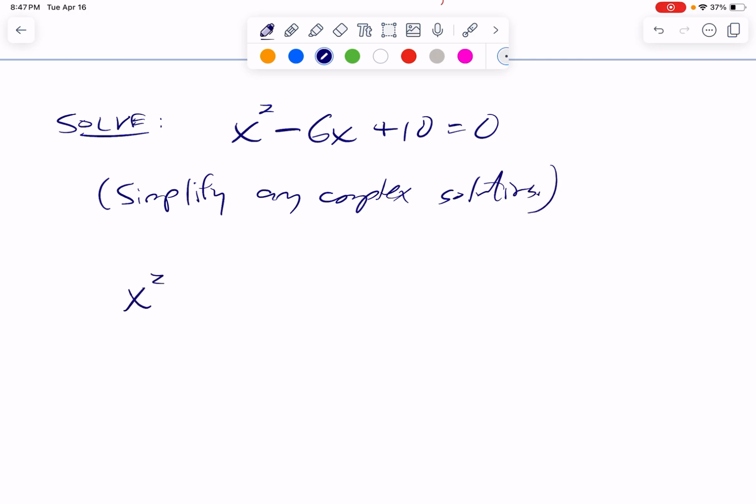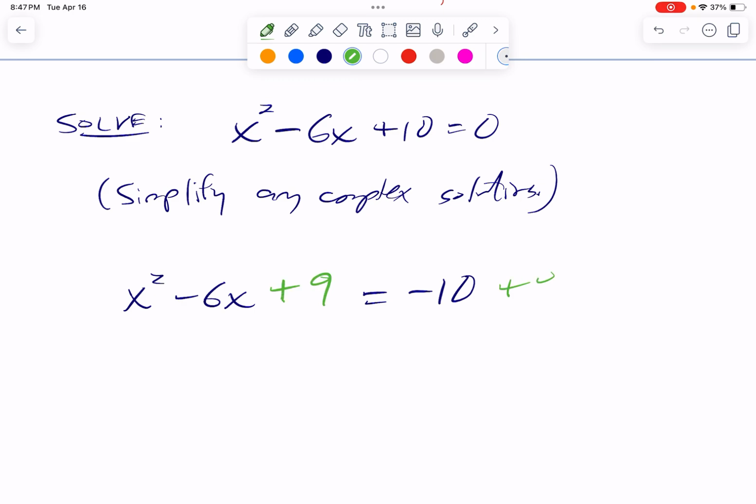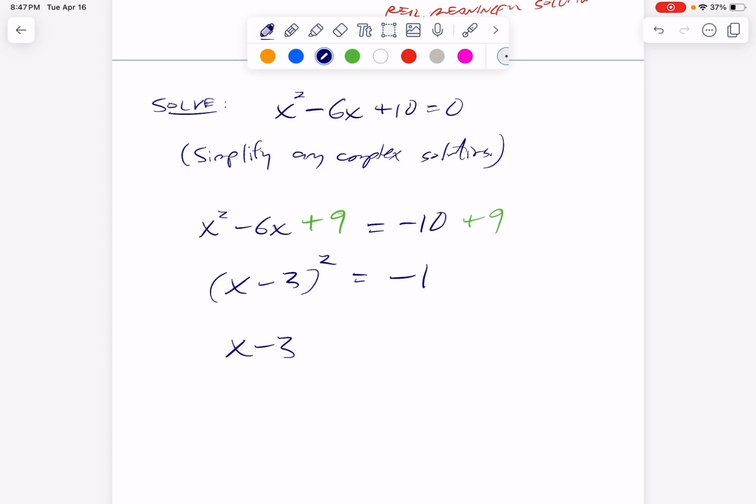Let's try completing the square. I'll move the 10 to the other side. By completing the square, I'll add a 9 here, so I'll add a 9 here. So this is the x minus 3 quantity squared. This is negative 1. So we would say x minus 3 is plus or minus the square root of negative 1. But now, when we get to a step in a problem, you'll see this in the quadratic formula quite often. If you get to a step where you're taking the square root of negative 1, you can now make sense of that.